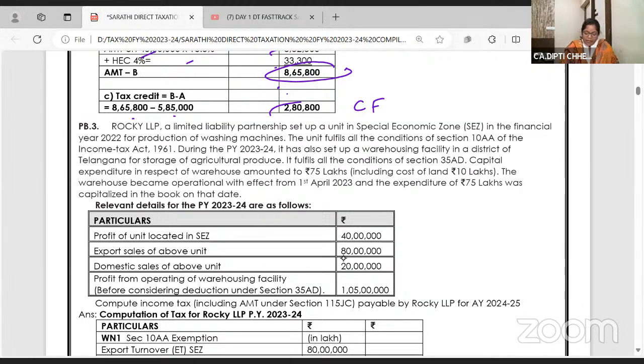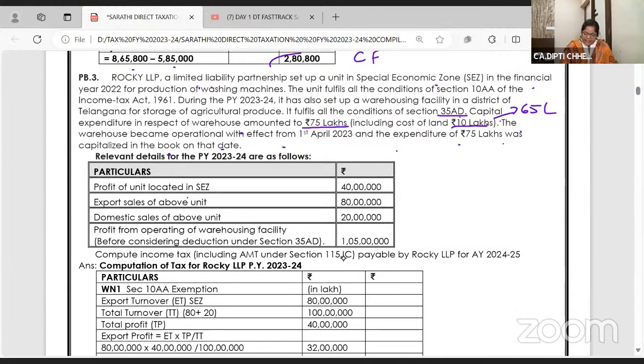Okay, right. Rocky Limited has a partnership firm and its units are located in an SEZ. It has a warehousing facility under 35AD. So capital expenditure of 75 lakhs they have done, including land. We all know in 35AD land cost is not allowed. So what will be allowed here? 65 lakhs under 35AD. The warehouse became operational and expenditure of 75 lakhs was capitalized in the books.